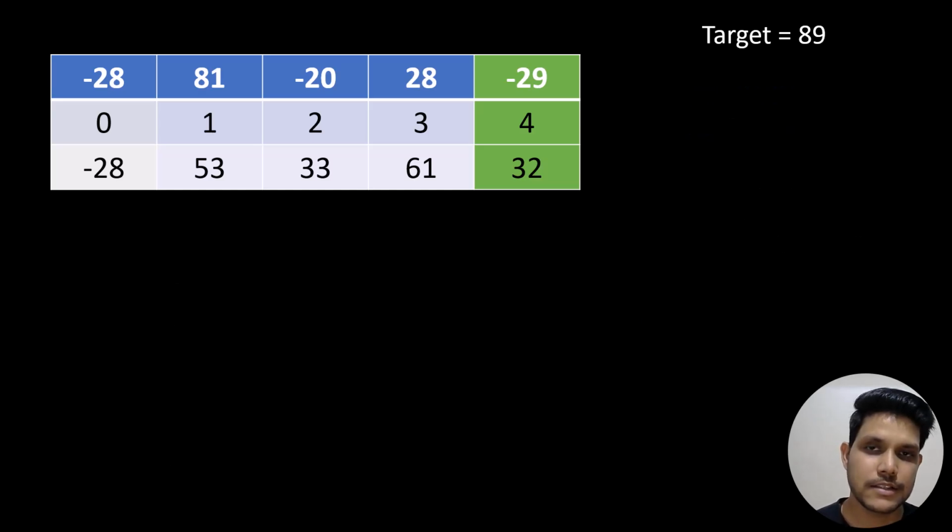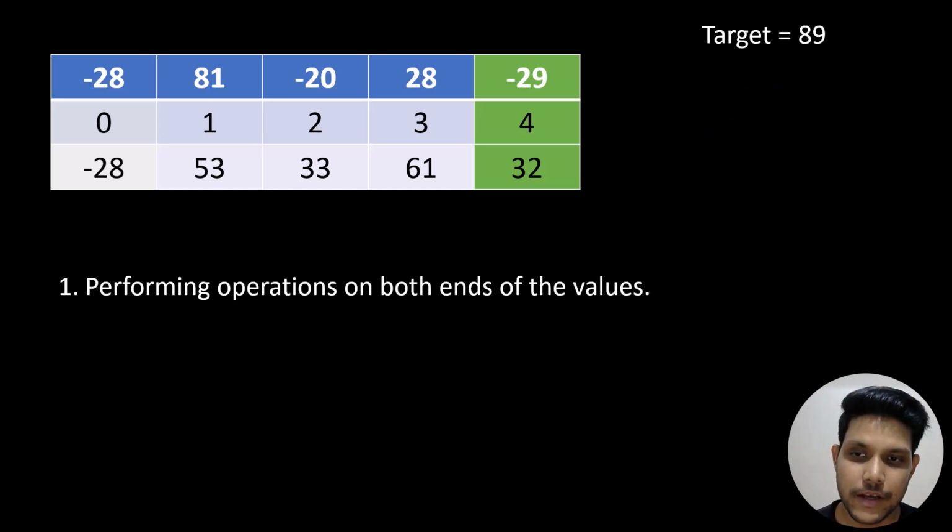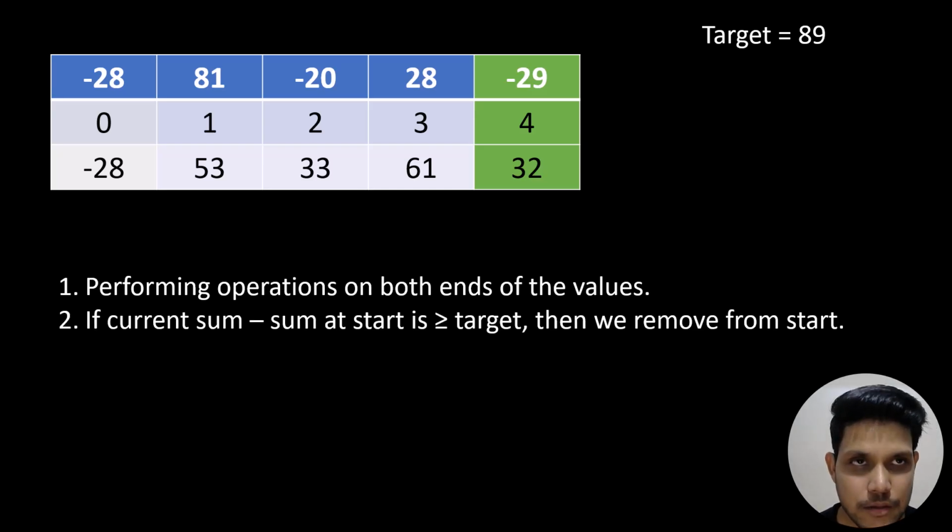Now let's discuss the steps that we are doing over here. Over here we are doing operations on both ends of the values. If the current sum minus the sum at the start is greater than or equal to the target, we are removing the start. Now why are we removing the start? We are removing the start because that particular index or the value at this start cannot give us any smaller window, similar to what we did in the previous approach. So we are removing that value.